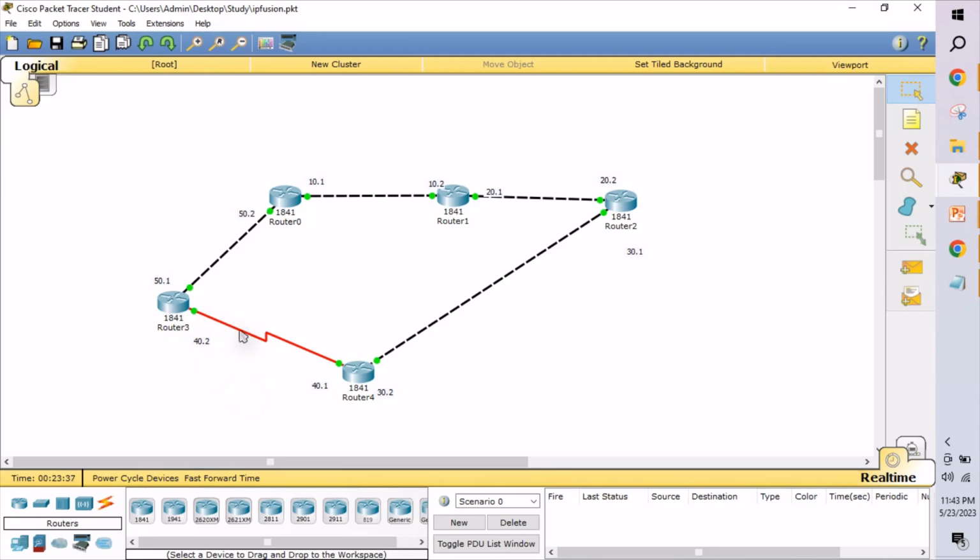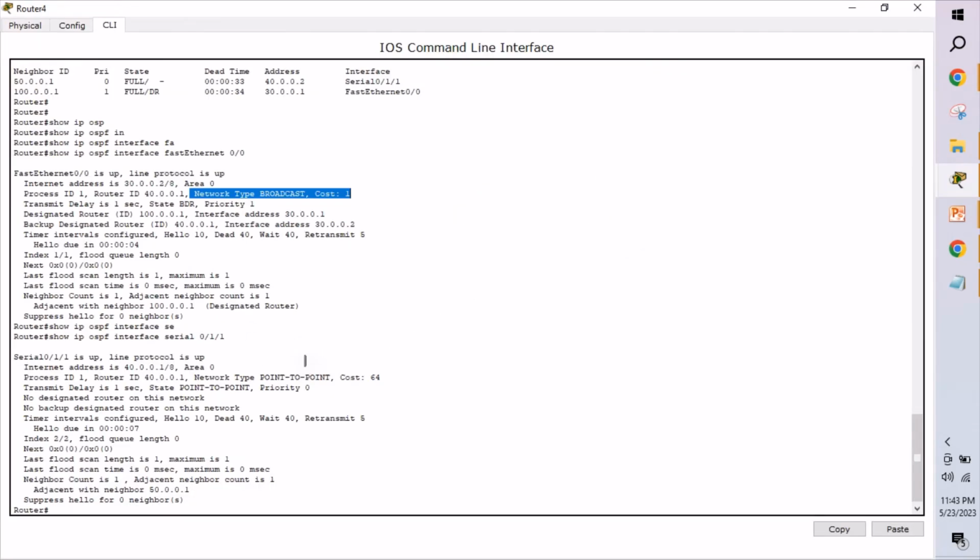The reason it is point to point is that it is connected with a serial cable. Generally the serial cable and frame relay come as point to point, right? So this is network type broadcast, and this is a point to point connection. The cost of the fast Ethernet is 1, and the cost of the serial cable is 64.